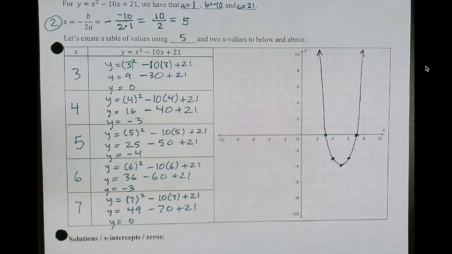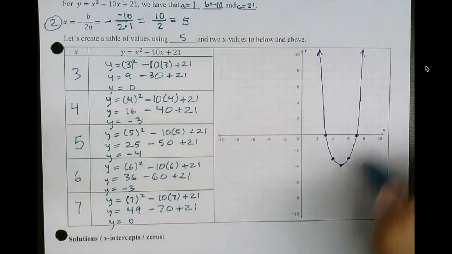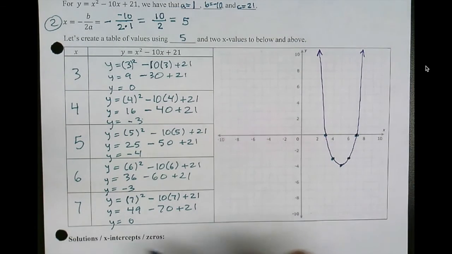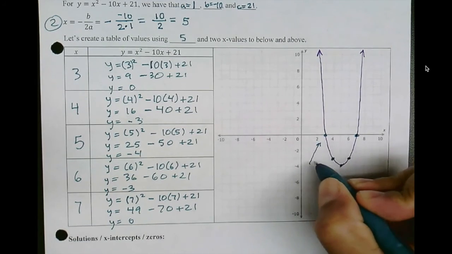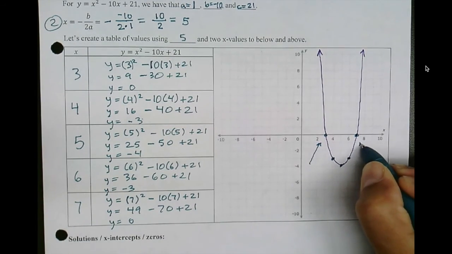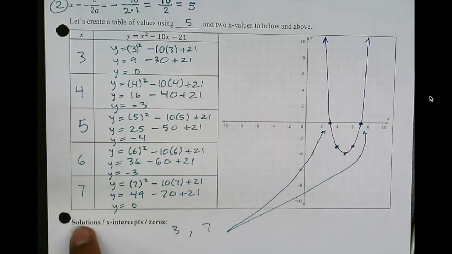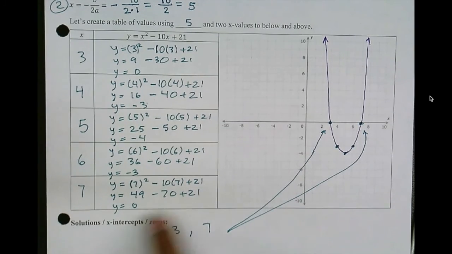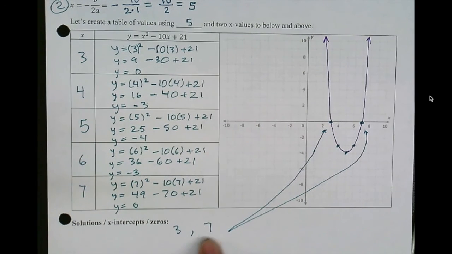So what are these? The solutions are where the quadratic, the parabola, crosses the x-axis. So hence this thing, the x-intercepts. So that point right there and that point right there happen to be our solutions, our x-intercepts, our zeros. So 3 and 7 are the 2 solutions to this quadratic equation.